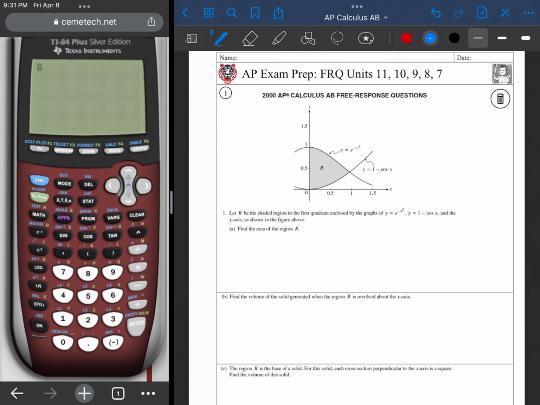All right, this is AP Calculus. We're doing the final review packet starting on Unit 11 and going back through Unit 7. That's all the free response questions. All right, for number 1, we have these two functions. I see what's going on, and we need to find the area of the region R.